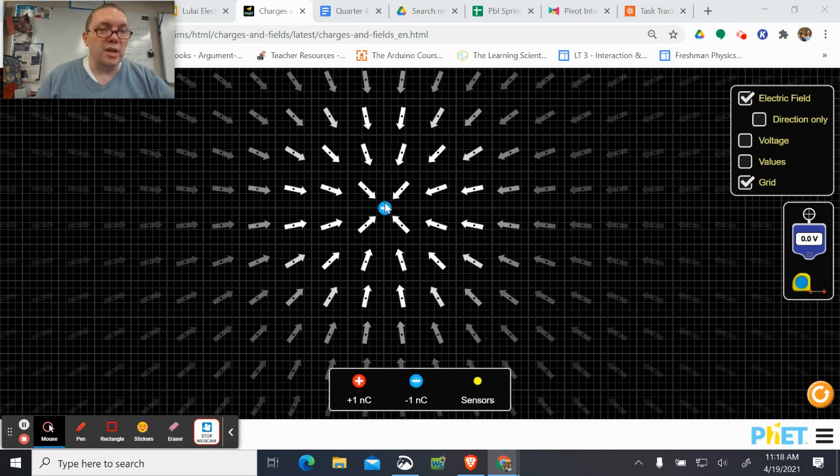So now this is a negative charge, and these arrows show us the direction something would get pushed or pulled into that charge.